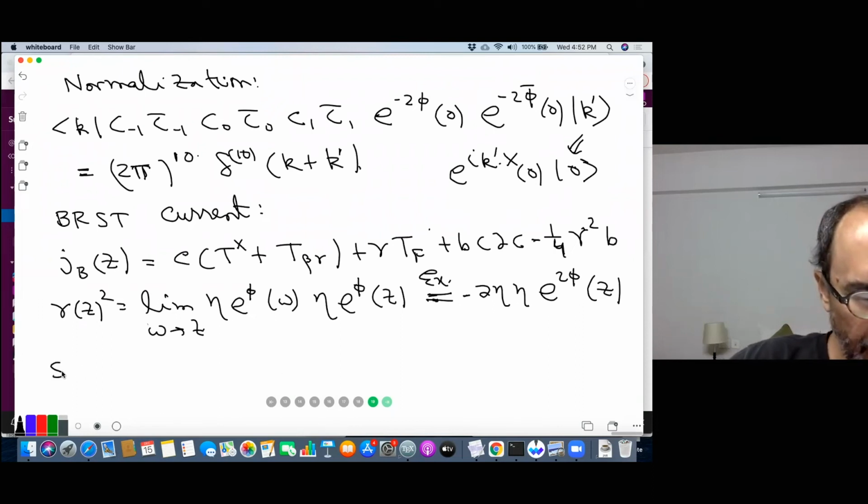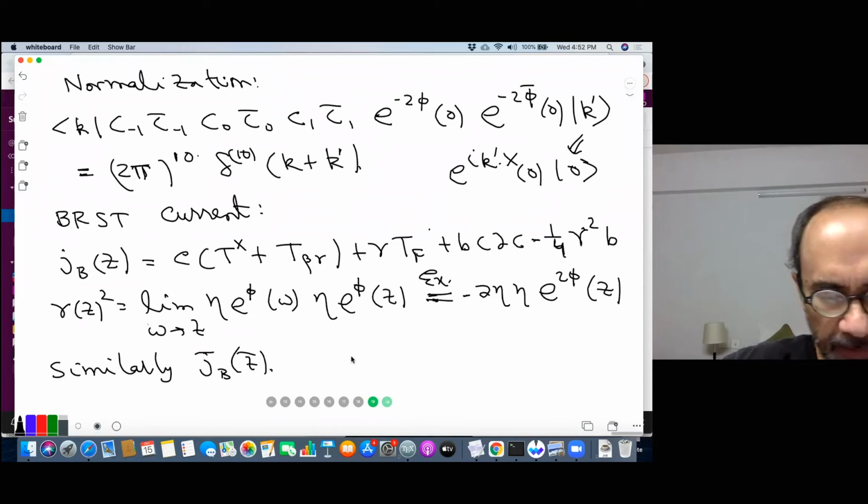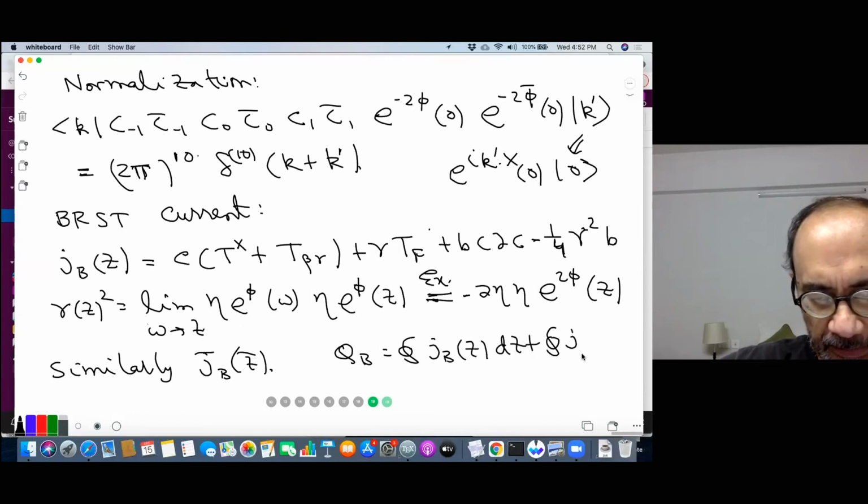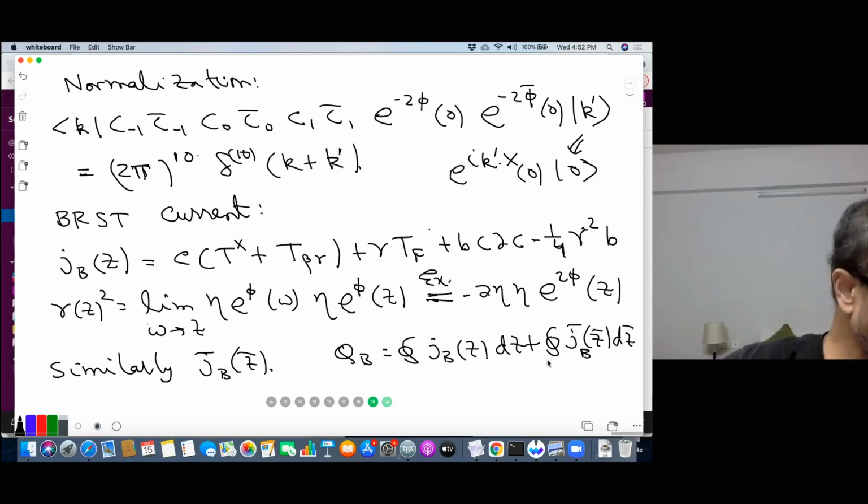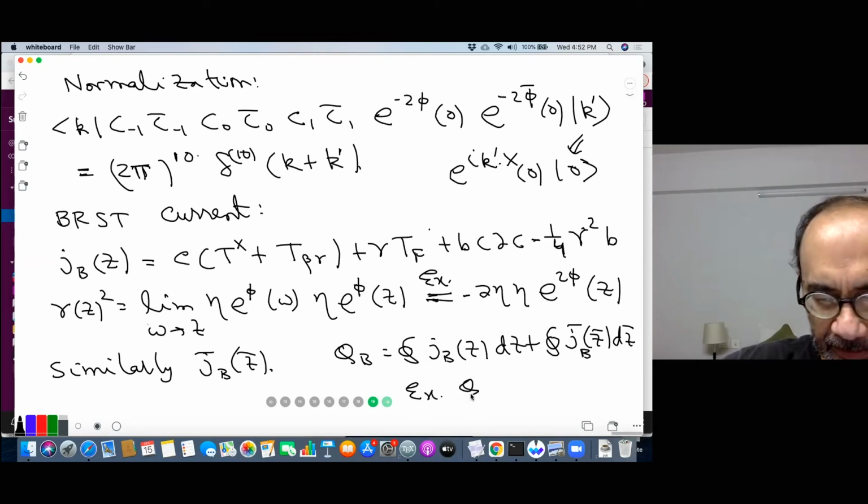So similarly, JB bar. And QB, as before, will be integral JB of z dz plus integral JB bar of z bar dz bar. And again, exercise: this is going to be a complicated exercise to show that QB square is 0 for D equal to 10. Complicated but straightforward based on what I've told you.